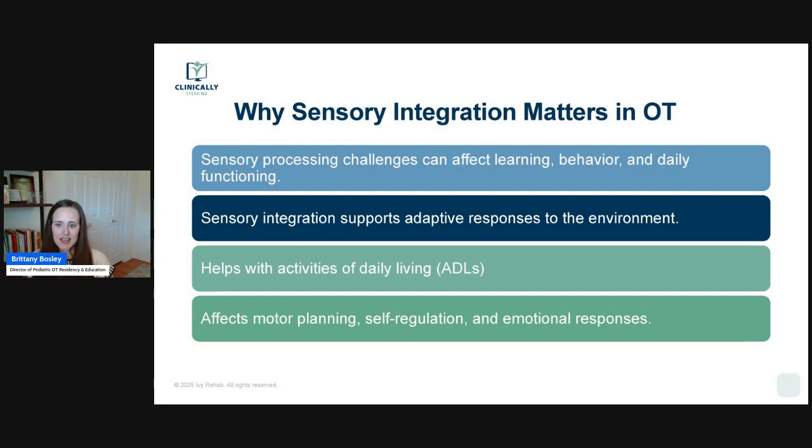So in OT, as OTs, we understand sensory integration can help us identify when sensory issues interfere with a child's ability to function in these areas. And then we can provide sensory integration strategies to calm or alert the nervous system to help children better regulate their emotional responses and react to everyday situations so that they can learn and engage with others.